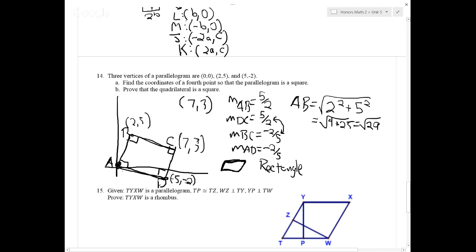Now, I already know it's a parallelogram, so opposite sides are congruent. What I have to make sure is that all sides are congruent. So if I could show also that AD and AB are the same, that would be enough to guarantee that all sides are the same.